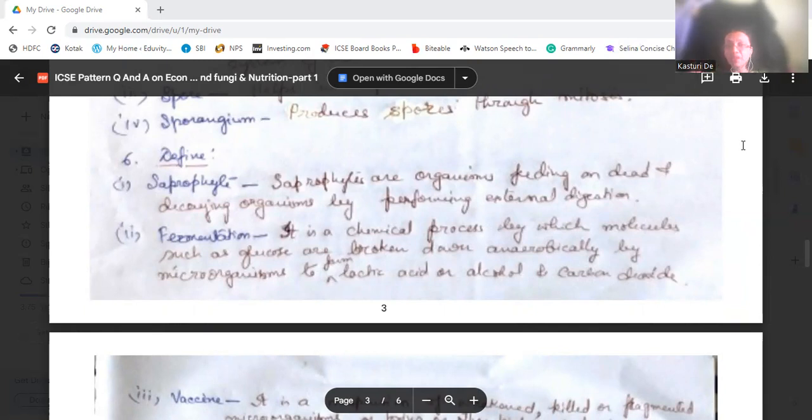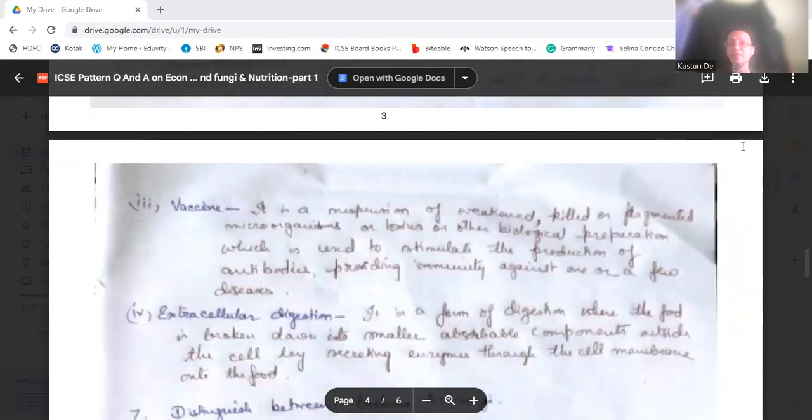Mainly, alcohol and lactic acid is produced. Okay. Fermentation is the anaerobic breaking down of glucose into alcohol by microorganisms; that is a fermentation process.